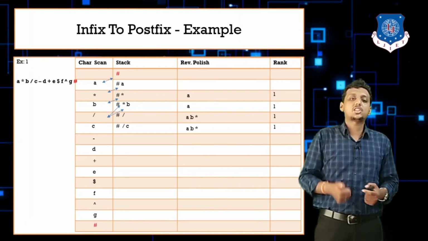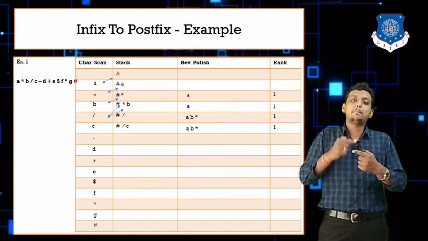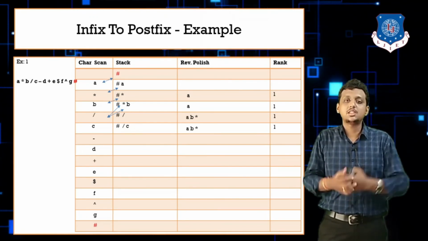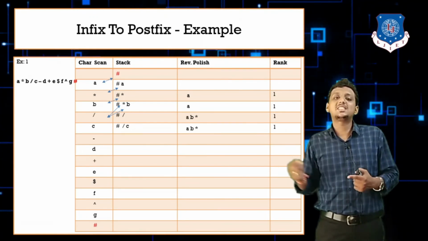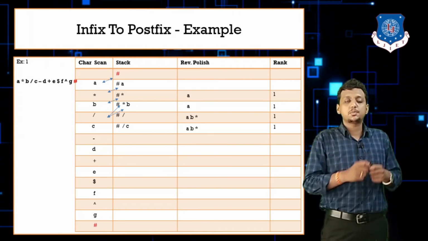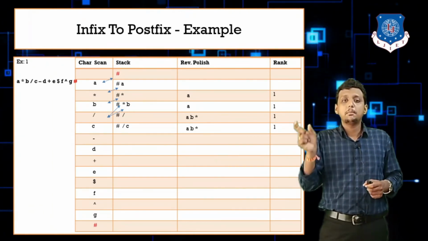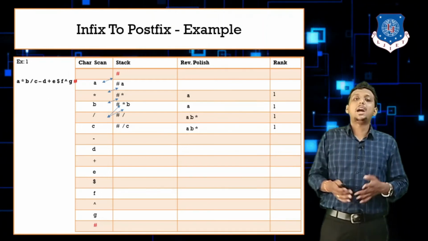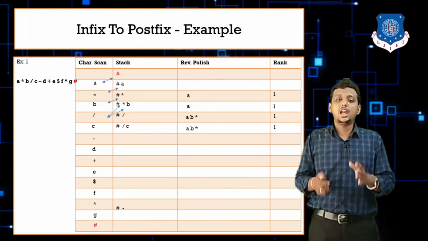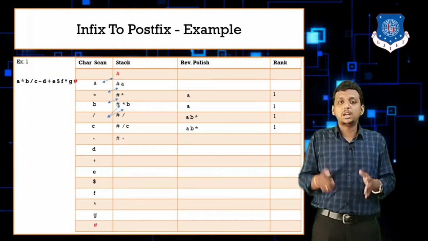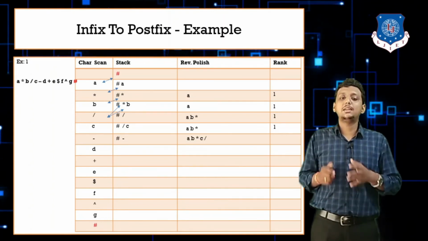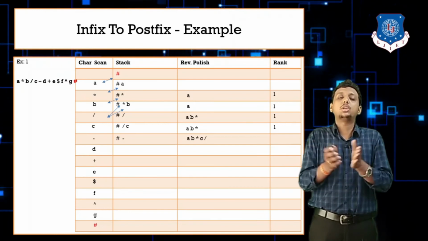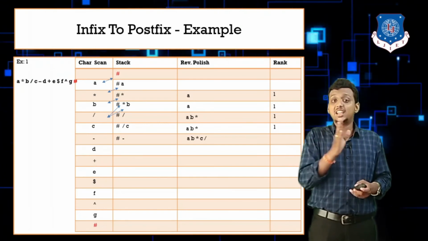Okay. Now what next? Next, students, minus is compared with division. Obviously, division has higher precedence. It is also appended to the recently made reverse polish string, and that is a, b, star, c, division. So now my stack contains only hash and minus, but the reverse polish contains a, b, star, c, division. Calculate the rank. It should not be less than 1. Okay.